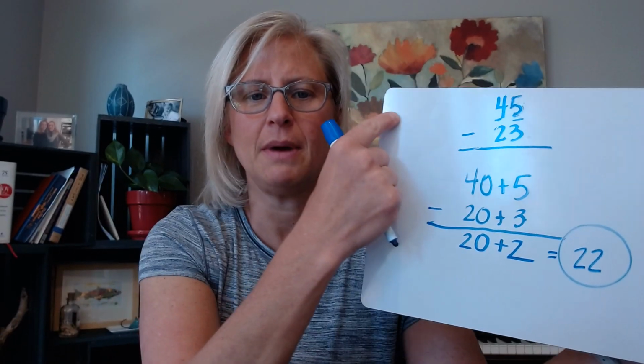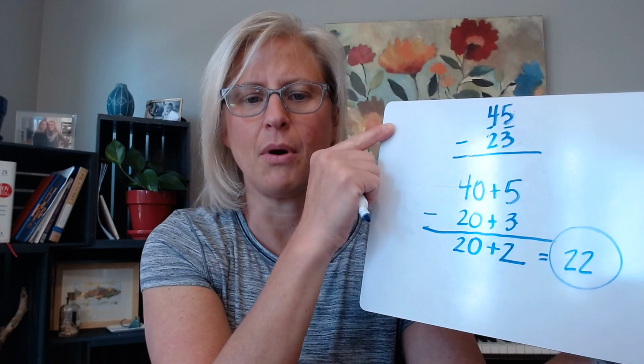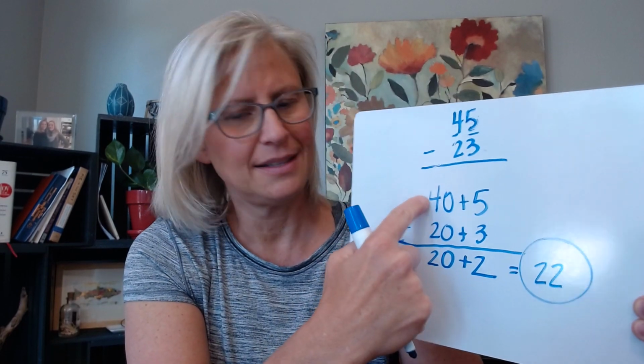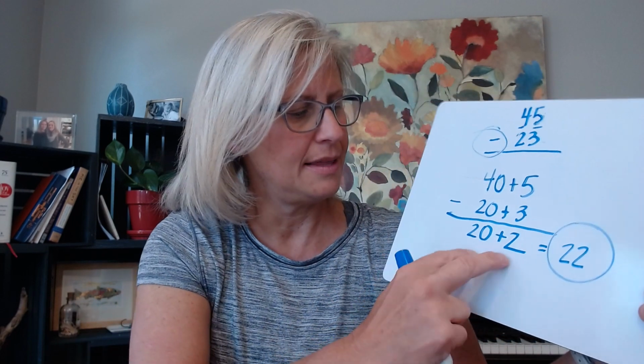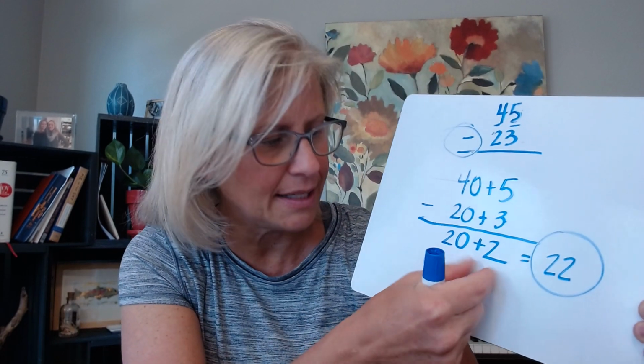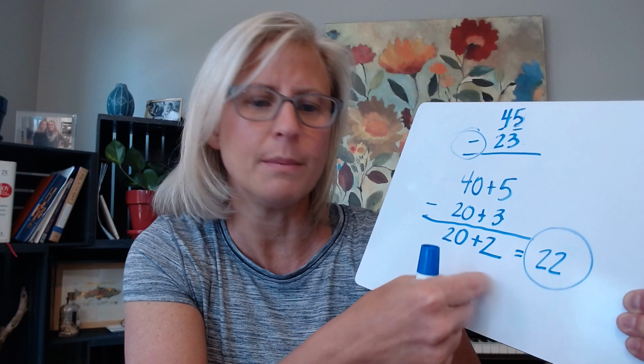So I've broken my numbers apart into their parts, into their expanded forms, subtracted the parts because I'm doing subtraction, and then what I'm left with, I put that back together. That's another expanded form answer, which is 22. Okay, we're going to do another example, but this time we're going to do it with 3-digit numbers.